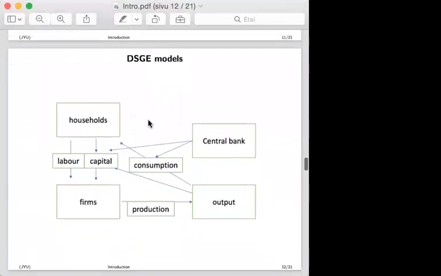This could be a really simple closed economy DSGE model, so that there are households which supply labor and rent capital to firms. Firms produce output, and from output households obtain new capital and rent it to firms, and the other part of output is used for consumption. Then there is a central bank, whose interest rate setting matters for how investment and consumption plans are made.